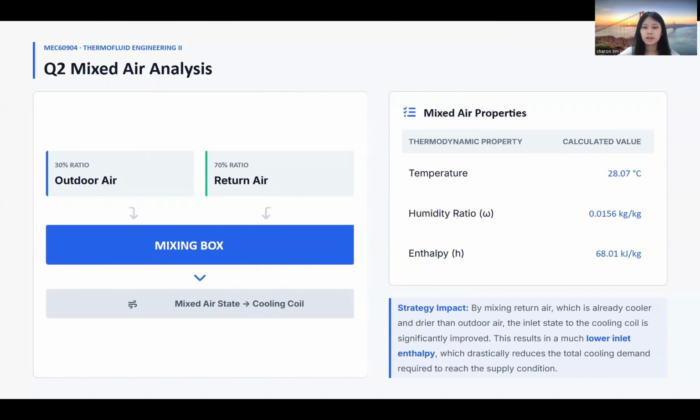This reduction in enthalpy means the cooling coil receives air containing much less thermal energy. As a result, the refrigeration system requires much less energy to cool the air to the desired supply condition. This demonstrates why mixed air systems are widely used in commercial buildings.